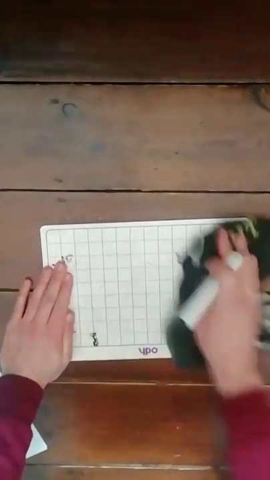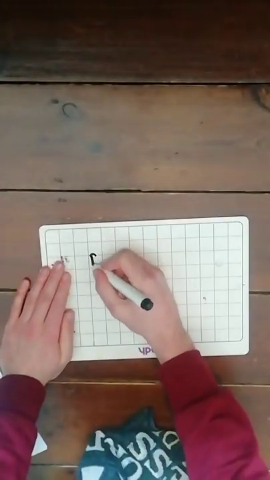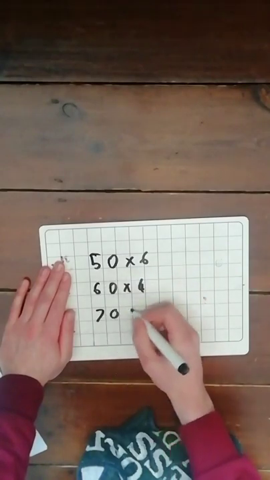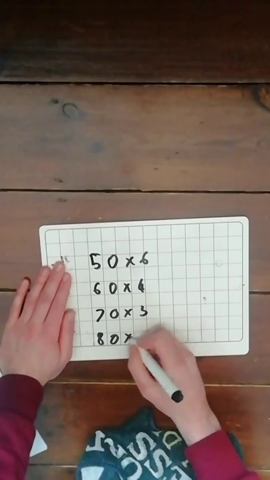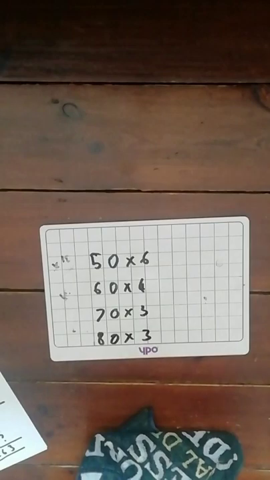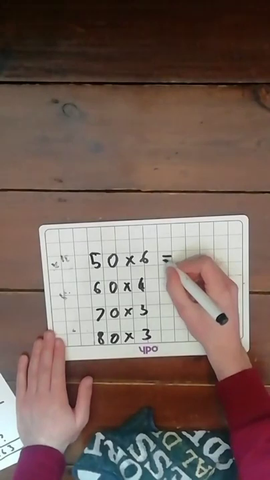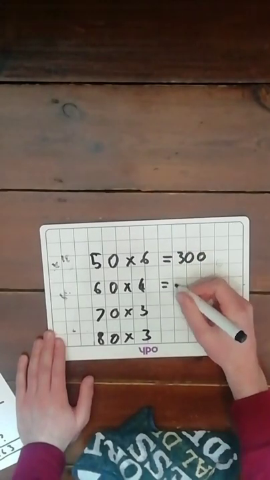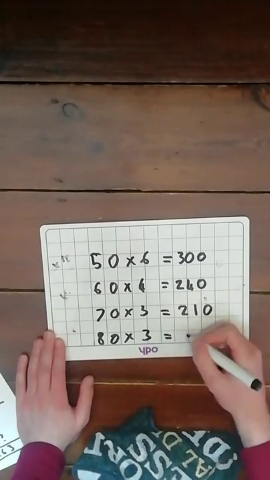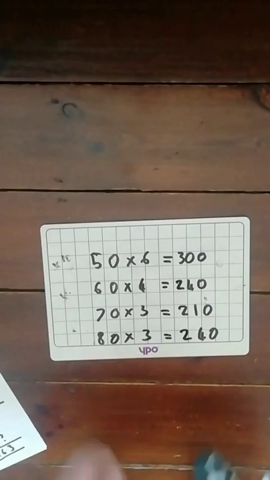Let's do one more round of those. 50 times 6, 60 times 4, 70 times 3, 80 times 3. And I'll give you 15 seconds this time. Well done if you got 300, 240, 210, and 240. Okay.